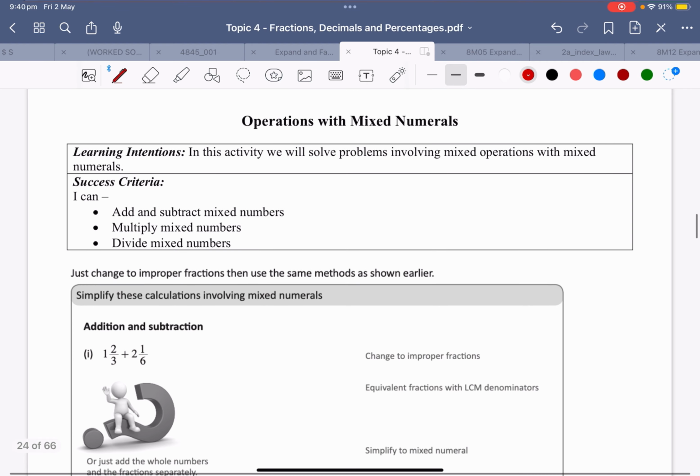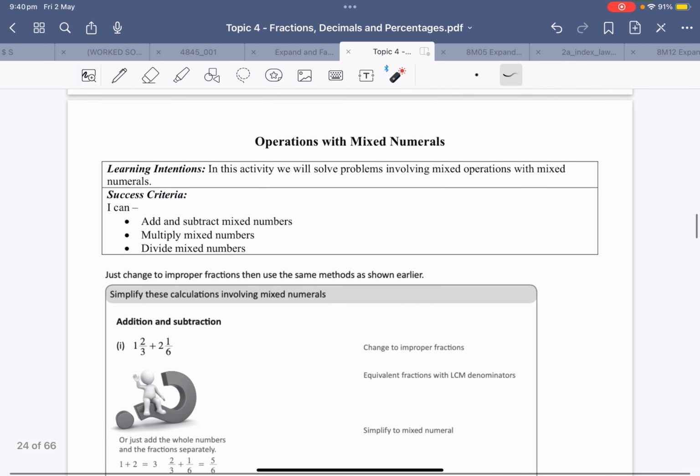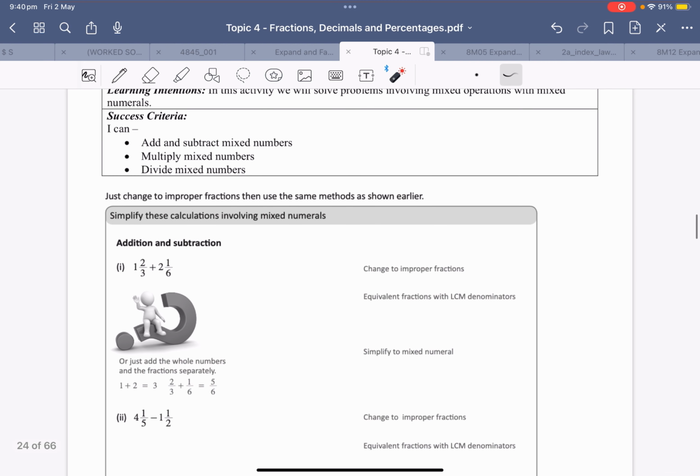Yeah. Now, operations with mixed numerals. I'm just going to deal with them all together. It's a problem-solving question. One of the key important things to remember, ideally you write this in your booklets, always improper.